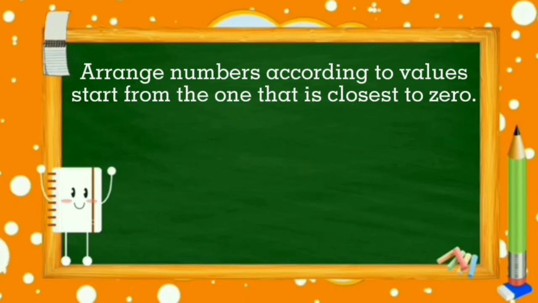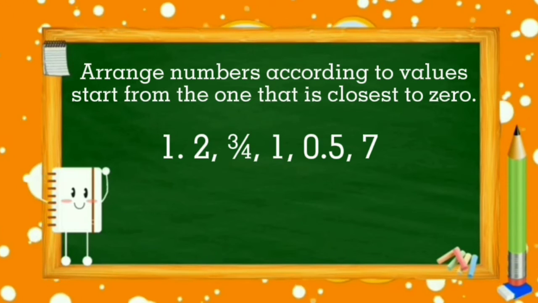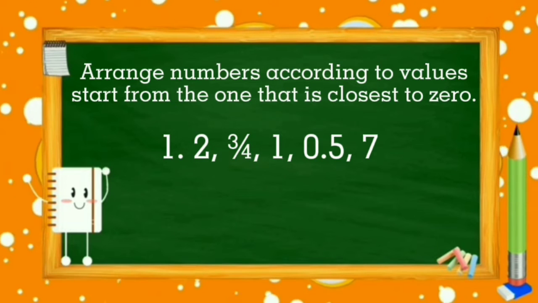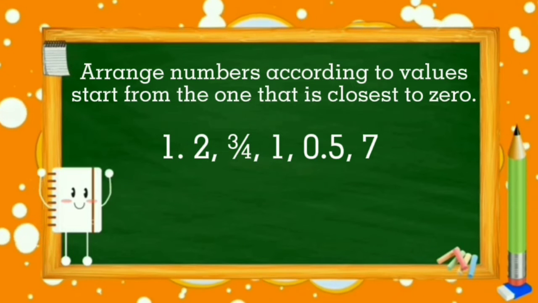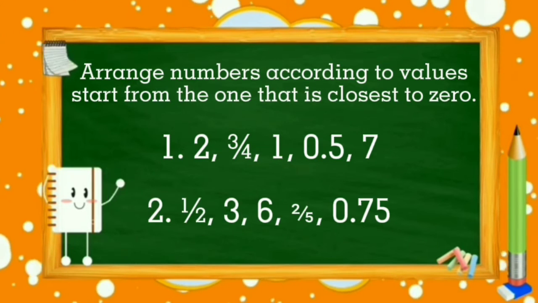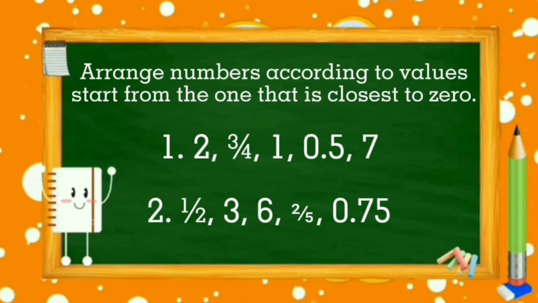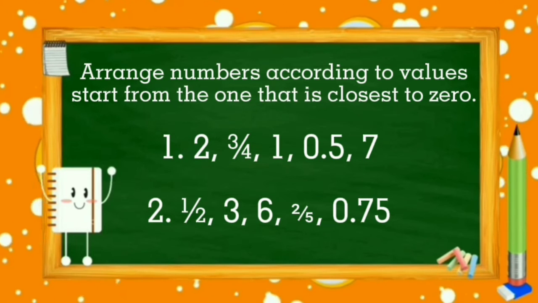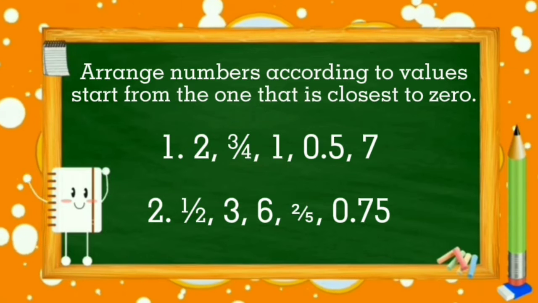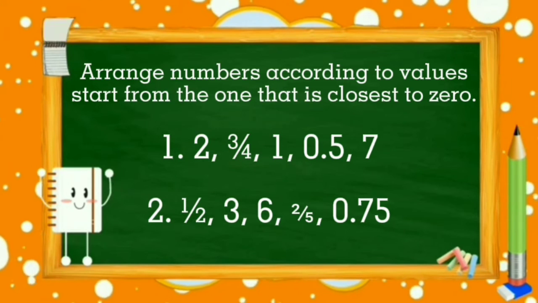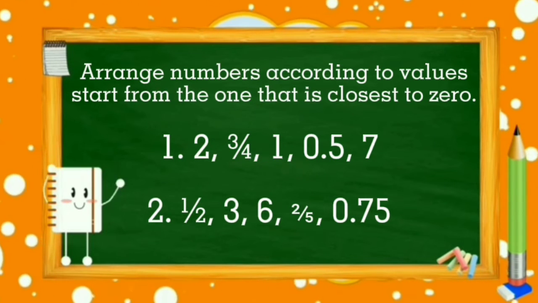Here we go. Number 1: 2, 3/4, 1, 0.5, and 7. Number 2: 1/2, 3, 6, 2/5, 0.75. I will just give you 2 minutes to arrange the following numbers.